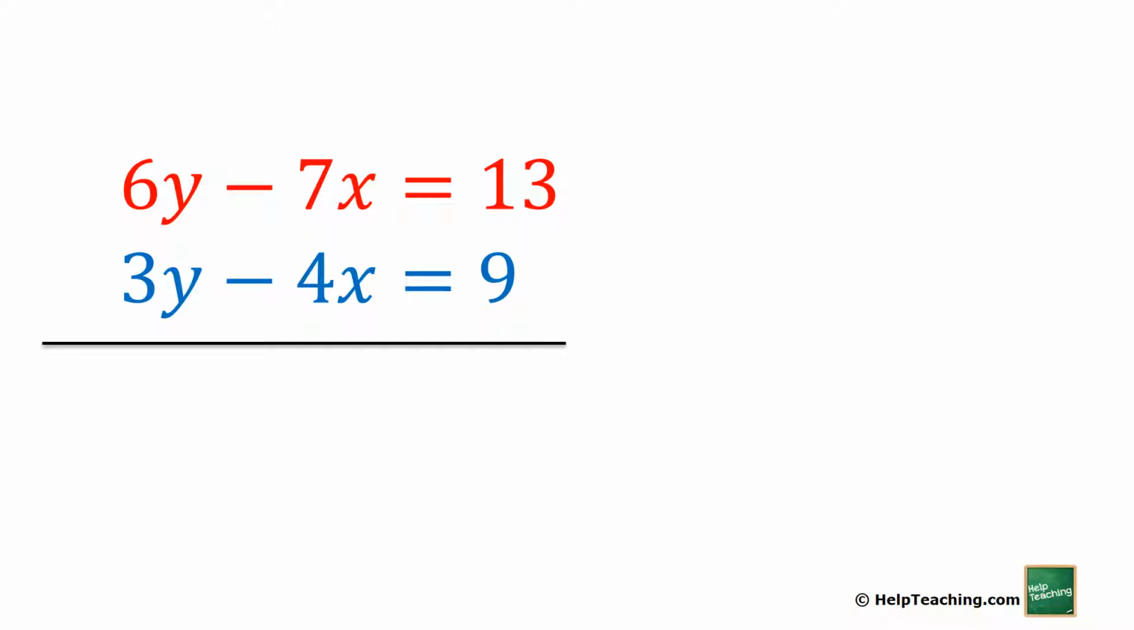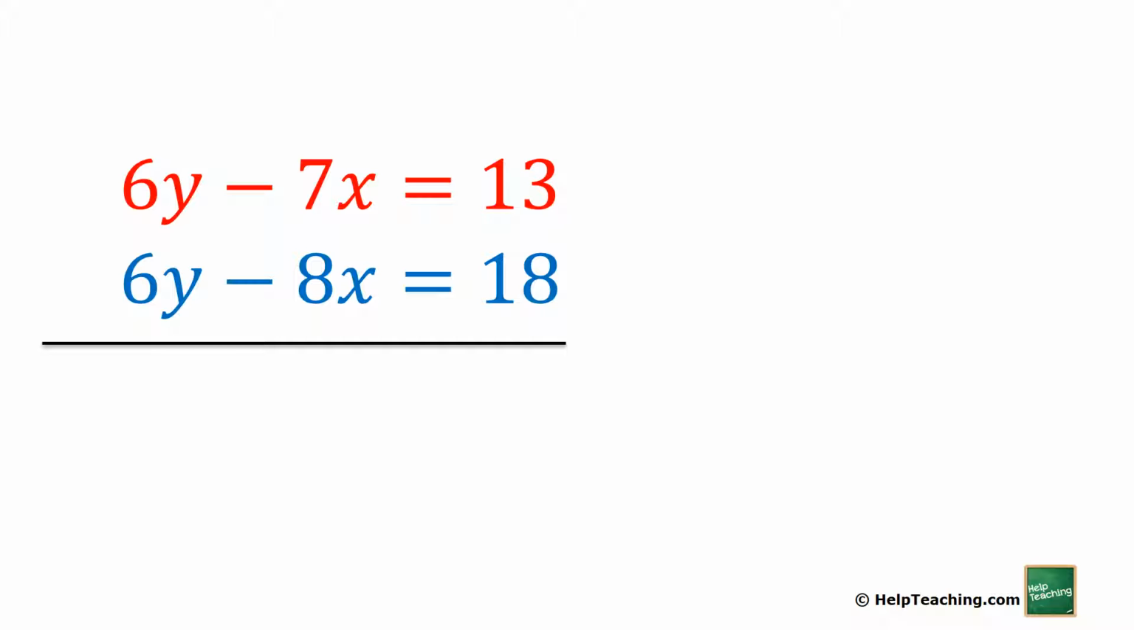And we can see that although we don't have any that match exactly, the 3 and the 6 are quite similar. So what we can do is multiply everything in the second equation by 2, and then we get 6y minus 8x is equal to 18. Now our y's are going to cancel out easily, but in this case, instead of adding them, which would give us 12y, we're going to subtract everything in the equation.